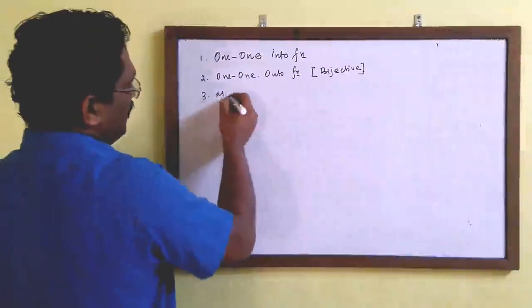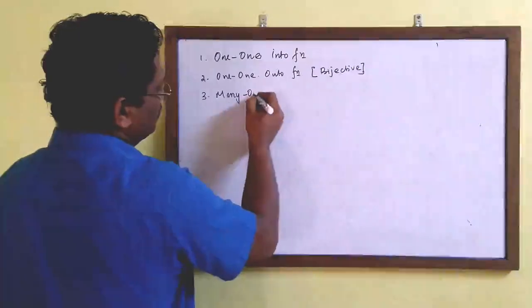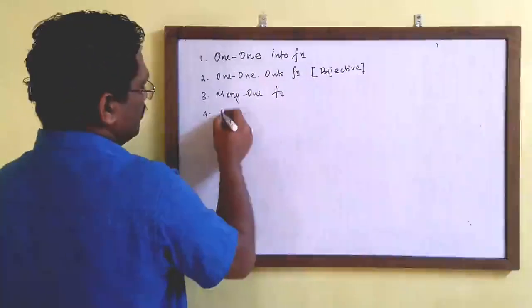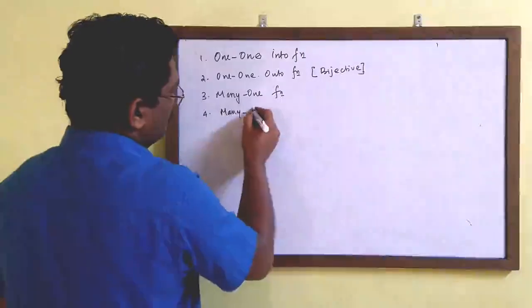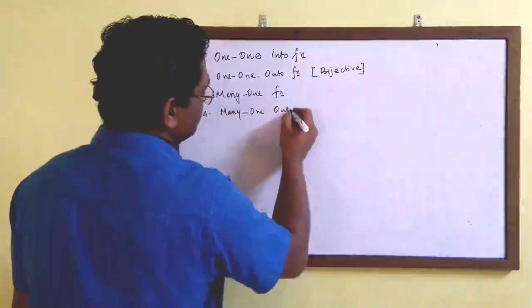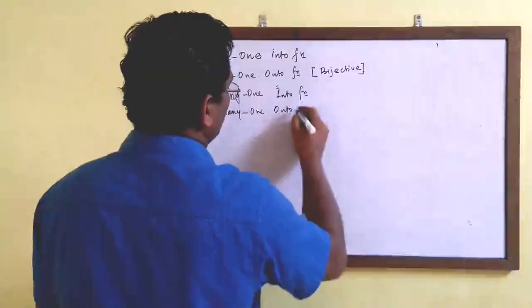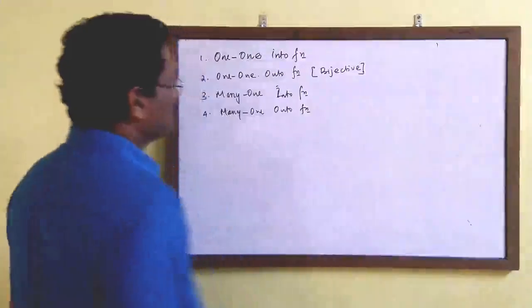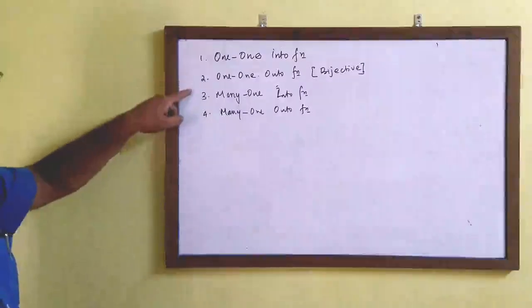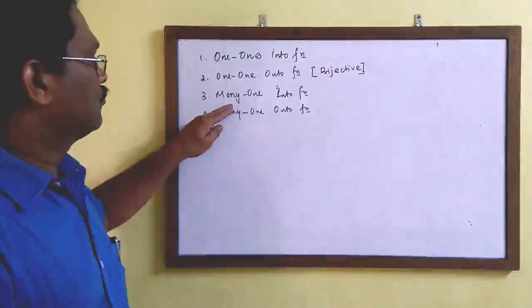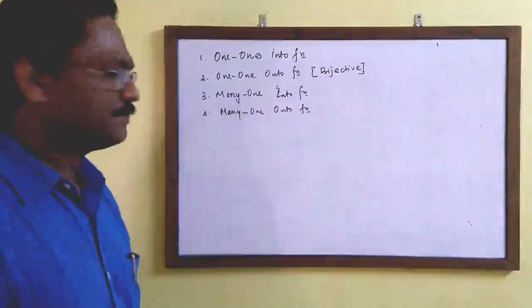Now next you have a many-one function. Now the fourth and the final type is many-one onto function. Sorry, many-one into function here and many-one onto function. So functions can be classified into 4 categories: one-one into, one-one onto, many-one into, many-one onto.